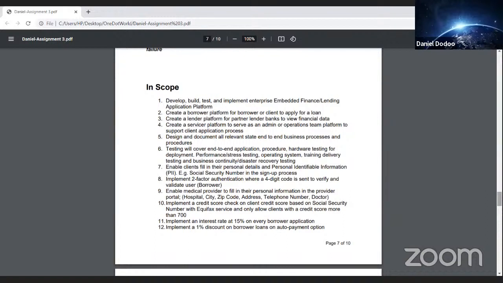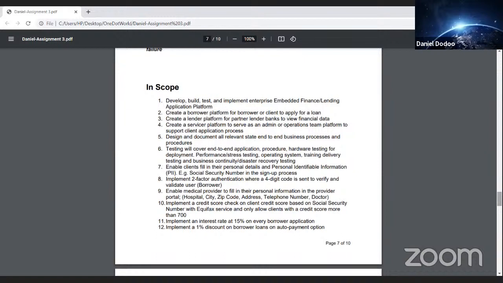So our next in-scope feature is to implement two-factor authentication, where a 4-digit code is sent to verify and validate our user. The user that is going to apply for the loan, we would like to validate and authenticate, to ensure that whoever is applying for the loan is the right person.